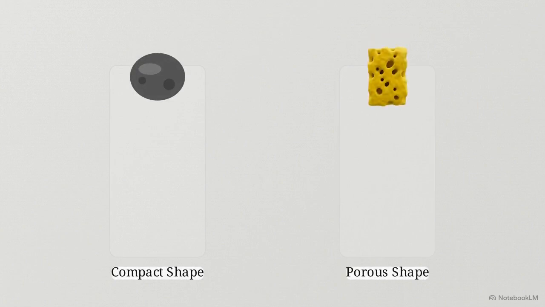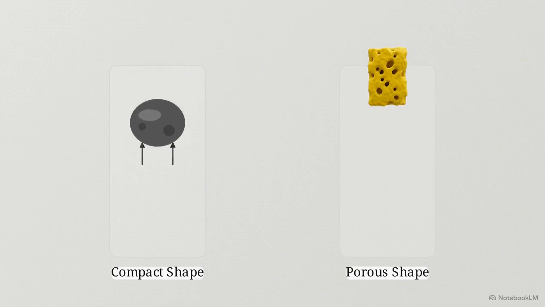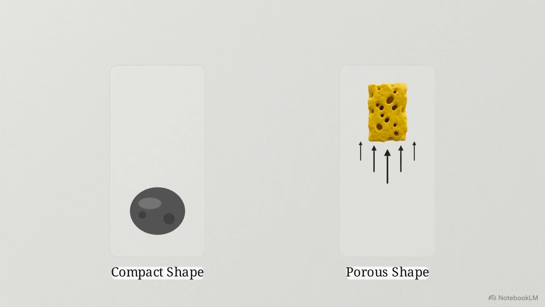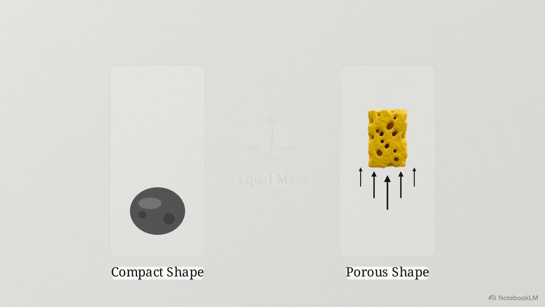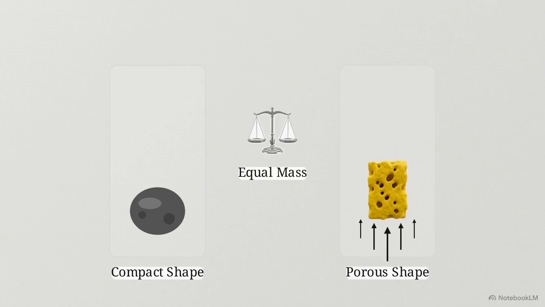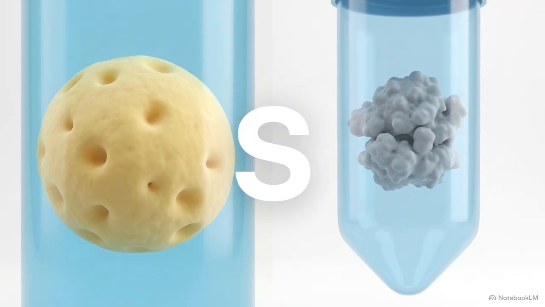Let's visualize this with a macro world analogy. On the left, we drop a compact rock into a column of water. On the right, we drop a large porous sponge. The rock plummets, but the sponge takes its time. The sponge's physical shape creates drag. Even if it has the exact same mass as the rock, that wide, porous surface area pushes against the water, significantly slowing its descent. This exact physical principle applies to the Svedberg unit.